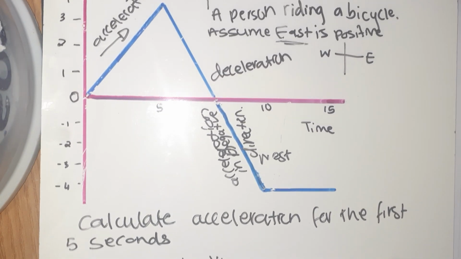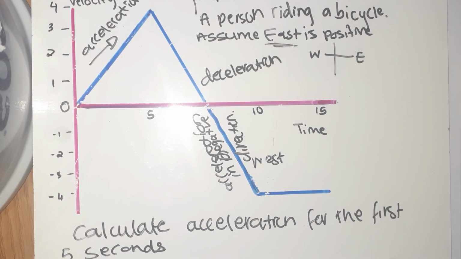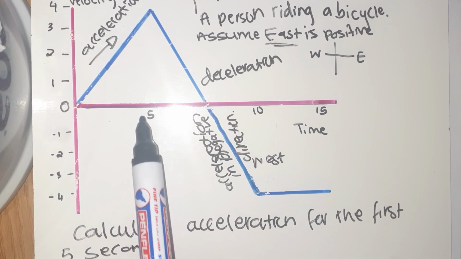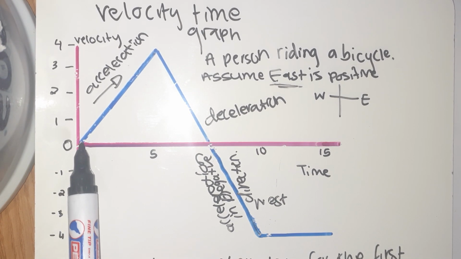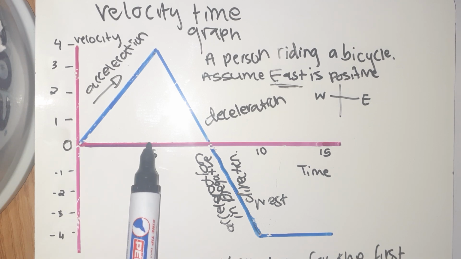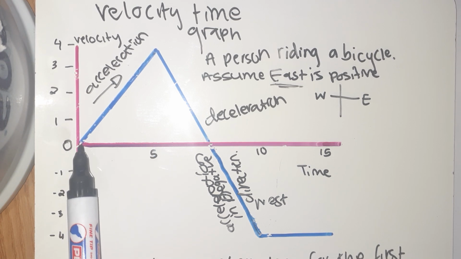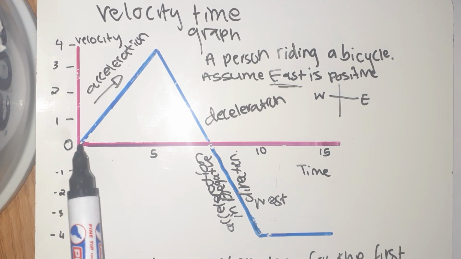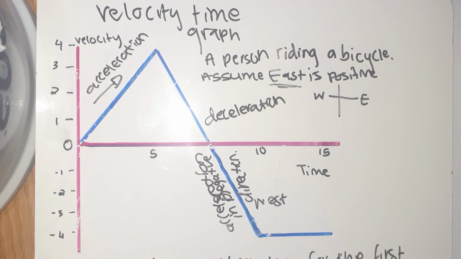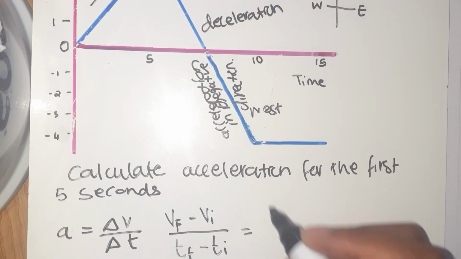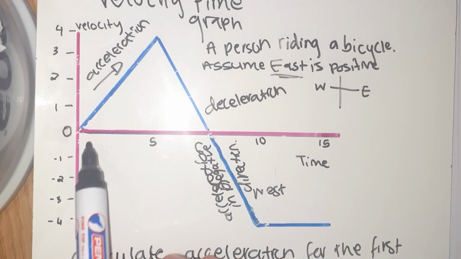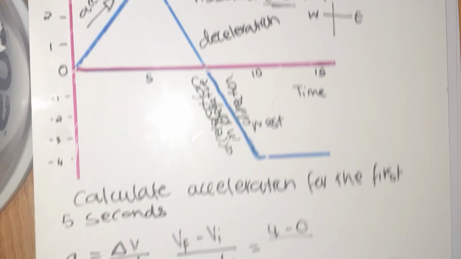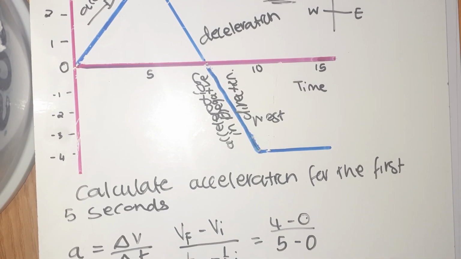So in this example, we're starting from 0, this is the initial velocity, and this is the initial time for this graph. We're starting at 0, that was initial, and we're going to 4, that is the final. So here we'll have 4 minus 0. This is where we started, this is where we ended. And then the time is also, we started at 0 and end at 5. So we'll have 5 minus 0.